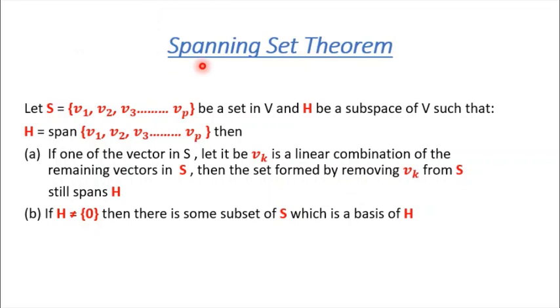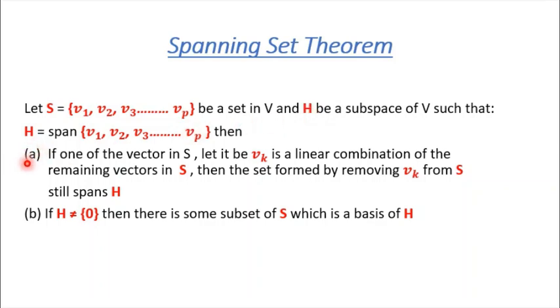Here we are with spanning set theorem. Before this we had a definition of spanning set. Now we are going to have a theorem related to spanning set. So here the statement: let S is equal to set containing V1, V2, V3 and so on Vp be a set of vectors in V and H be a subspace of V such that H is equal to span of set containing V1, V2, V3 and so on Vp. What do you mean by that? This S is a spanning set for the subspace H.